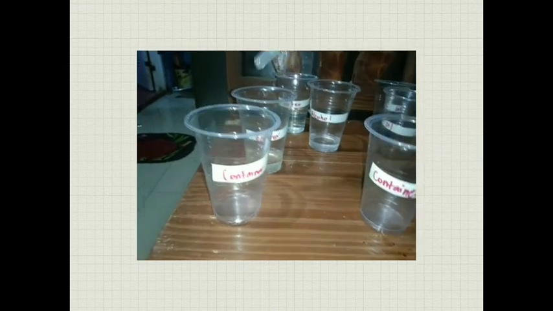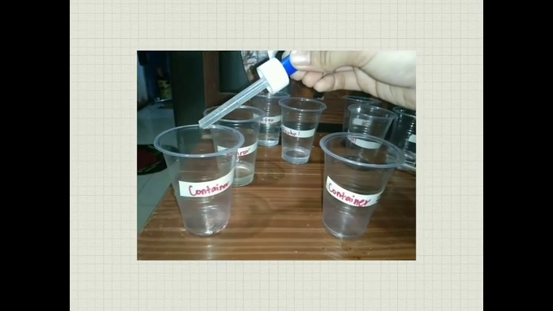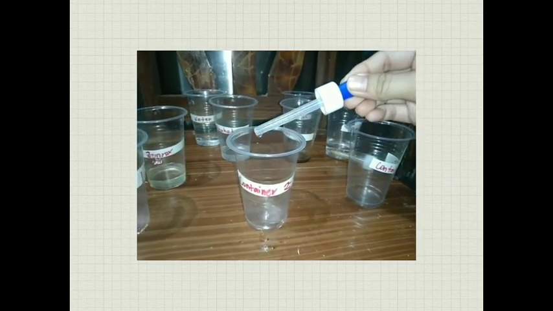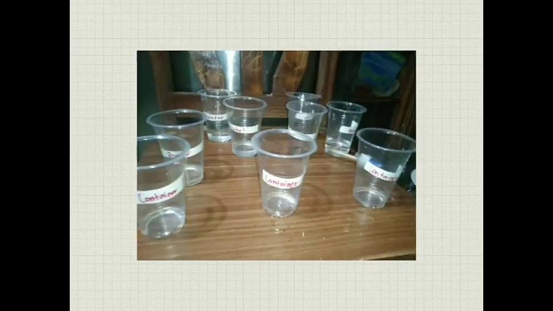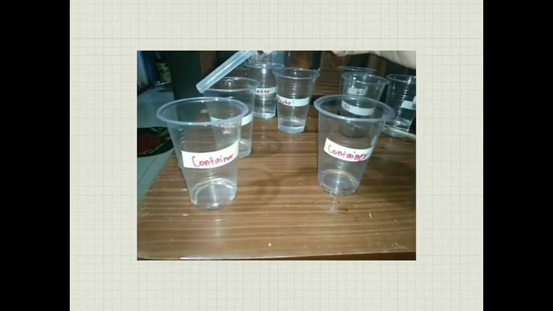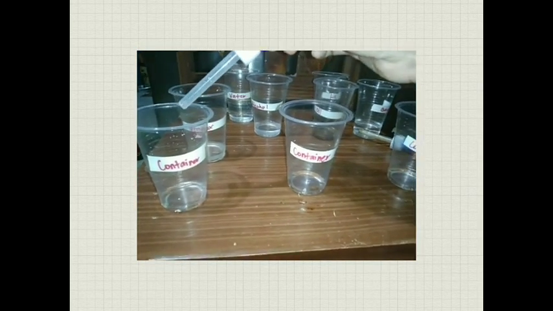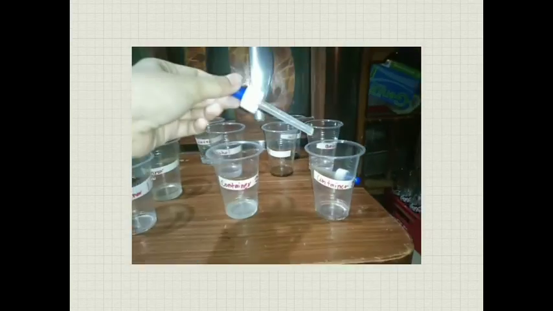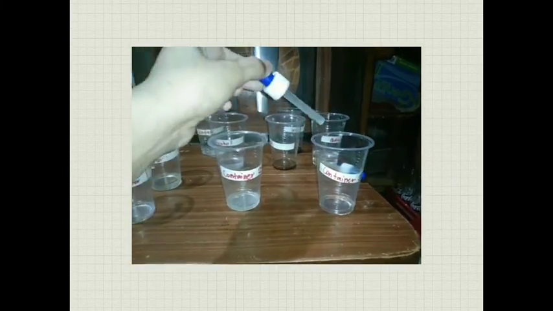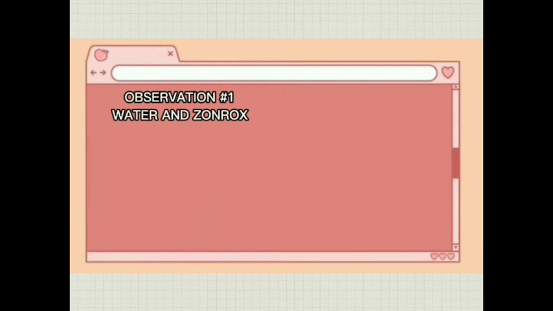Repeat the procedure, but replace oil with Zonrox. Make sure the amounts of disinfectant used are almost equal. Add 10 drops of water to the first container, 10 drops of alcohol into the second container, and 10 drops of gas into the third container. Shake each container vigorously and record your observation.